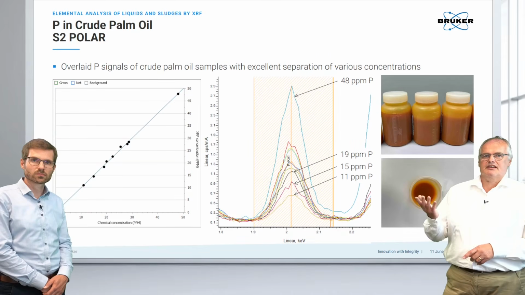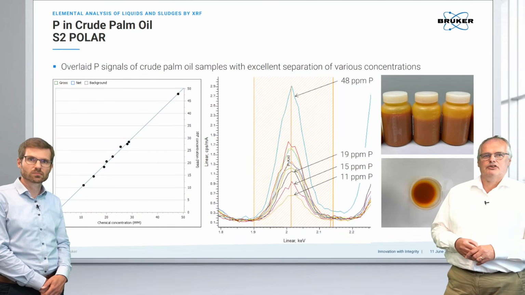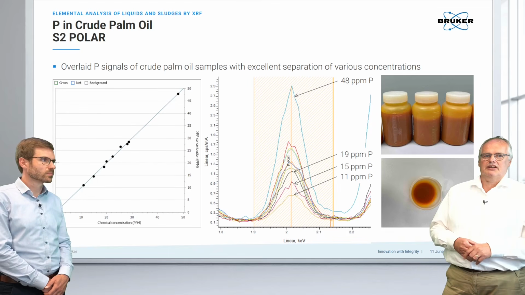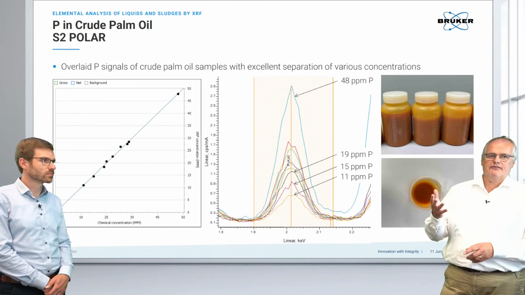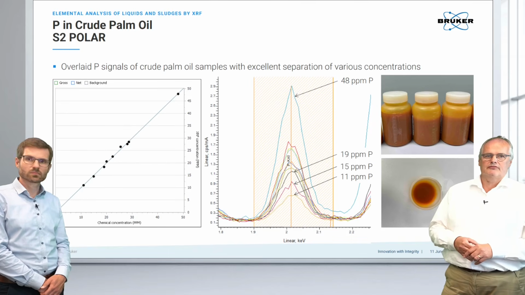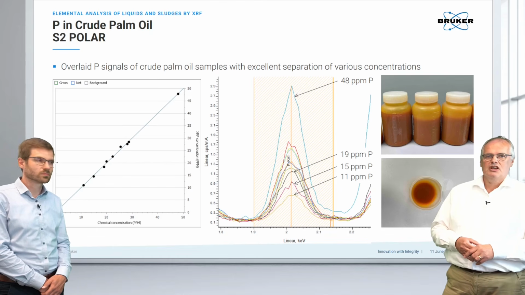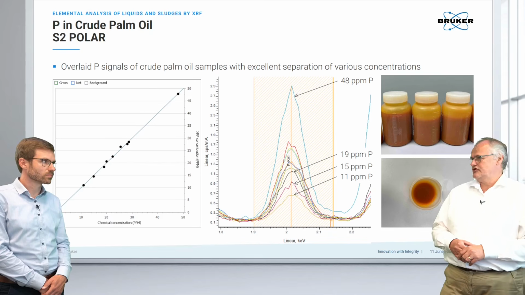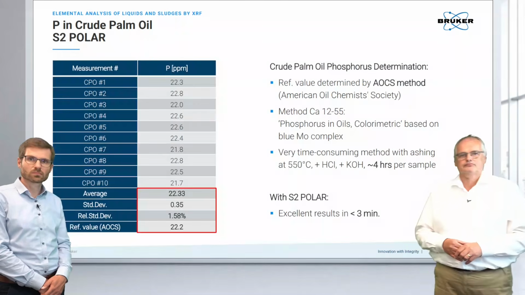And here we see the calibration curve. We have a real phosphorus sample. You see here the spectra of samples overlaid, and you see the palm oil. You can really nicely differentiate between 11, 15, 19, or even 48 ppm phosphorus. So that's a pretty fast application here for this instrument.